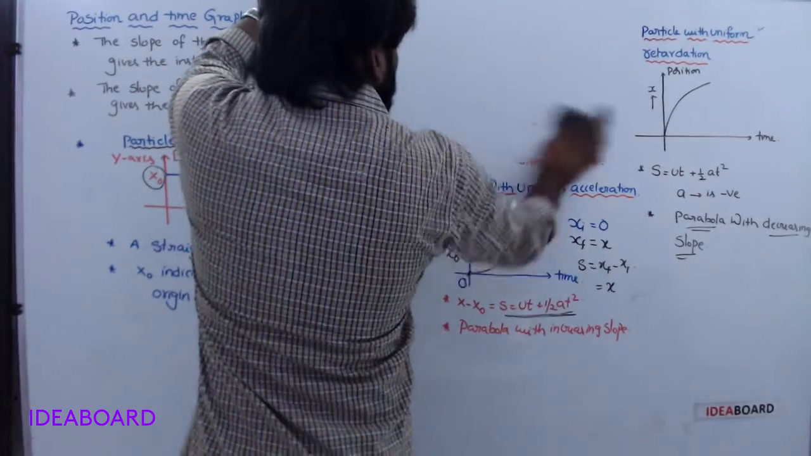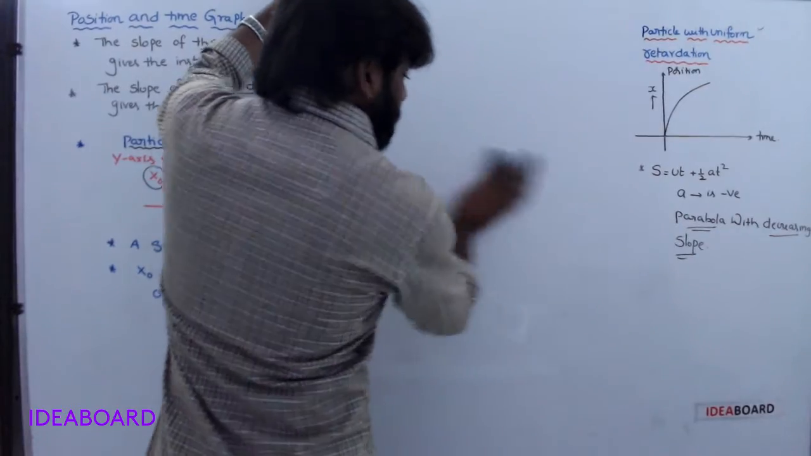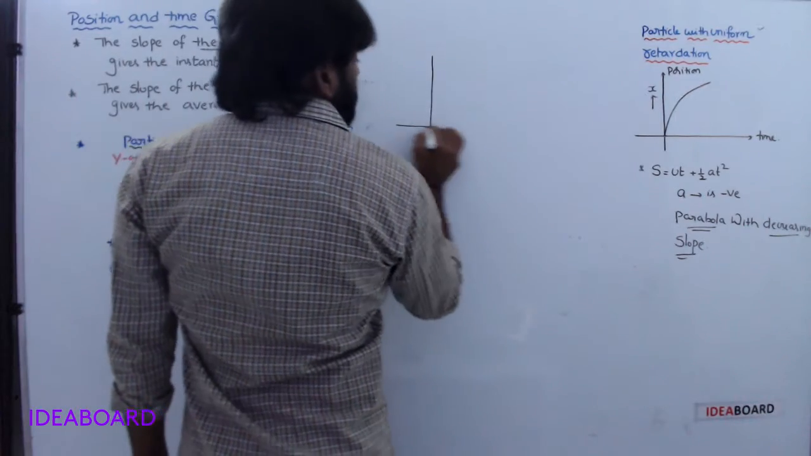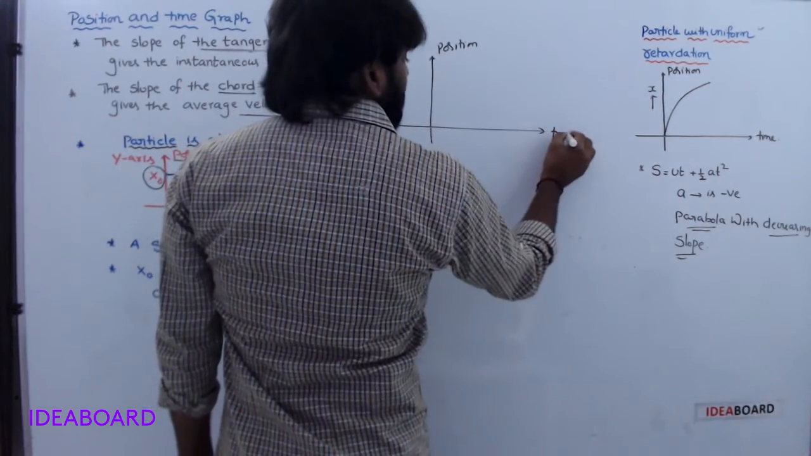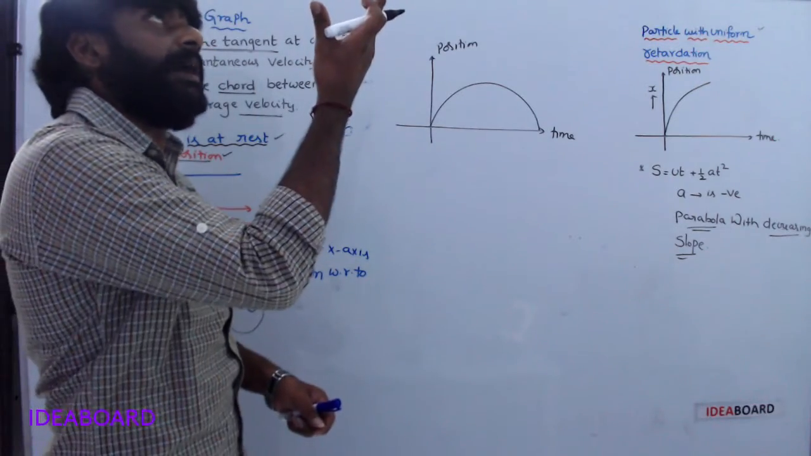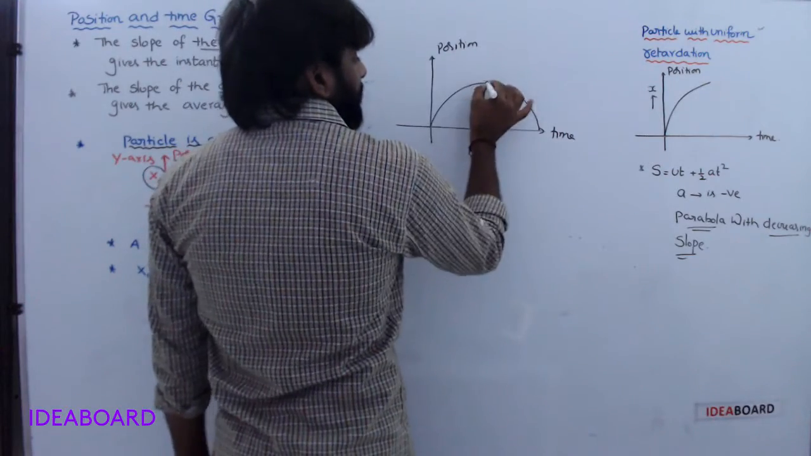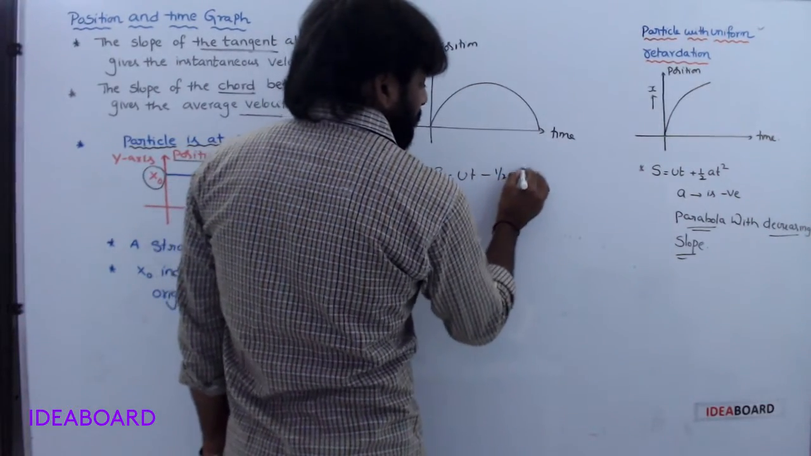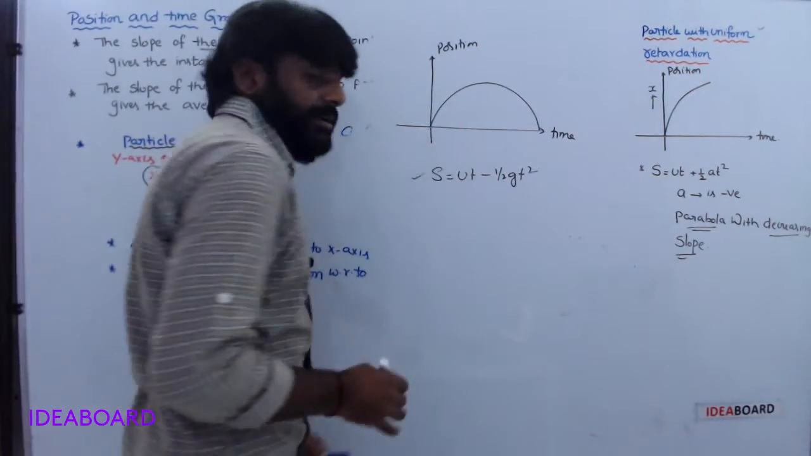If in case one stone is projected vertically upwards, here the position and time graph is this one, a parabolic path. If one stone is projected vertically upwards, it comes back. So here the position and time graph is parabolic. Understood? Simply write s is equal to ut minus half gt square. Understood?